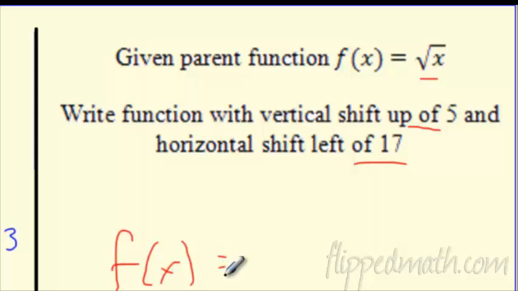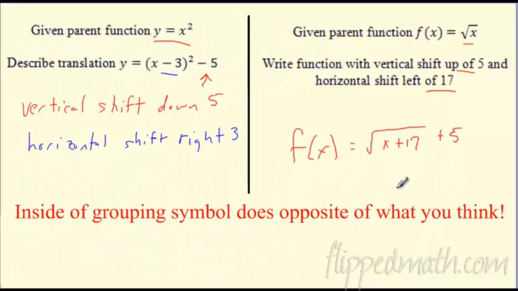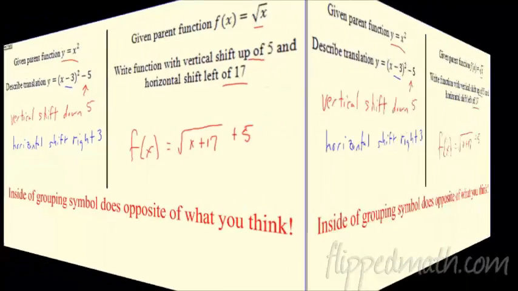My function will be what? If I want to do horizontal, it's going to be inside the grouping symbol. So in this case, it's square root. And inside of here, I'm going to move it left, so that would be plus 17. Then outside the grouping symbol, I'm going to go up 5. So again, opposite of what you would think, to go left would be plus. Fantastic. Awesome. That's translations in a nutshell.